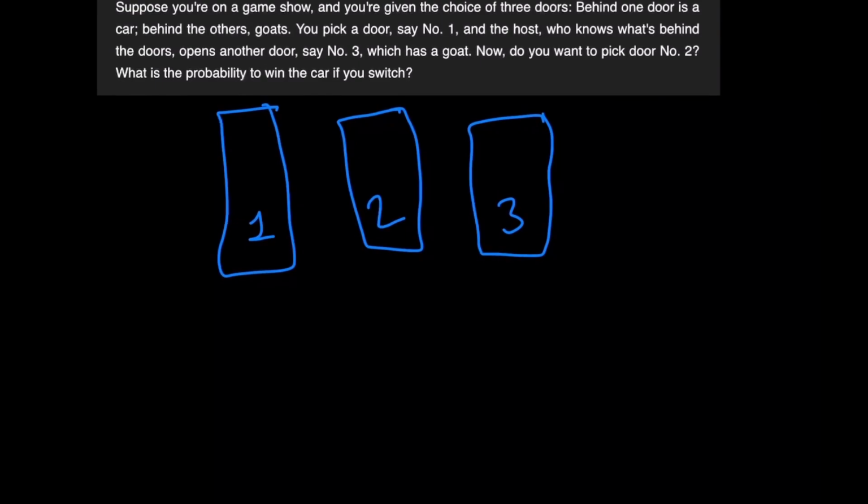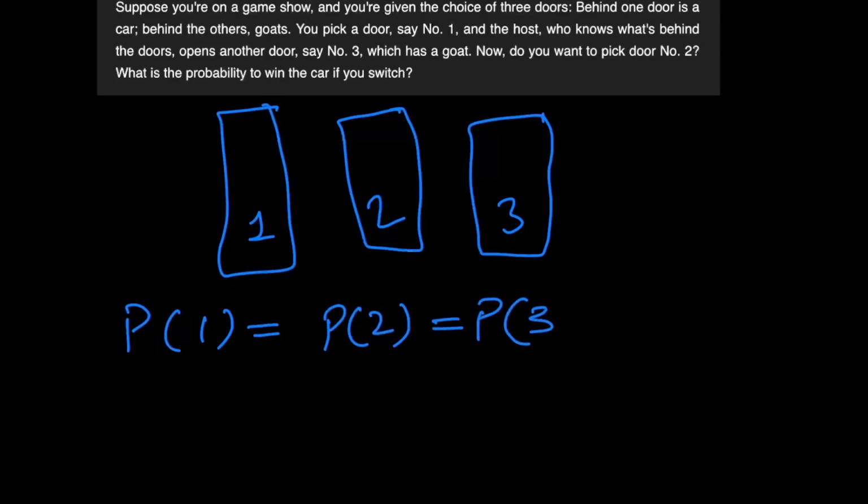Well, the first one is pretty obvious: initially, while you're picking any one of the three doors, the probability the car is behind door one is the same as the probability the car is behind door two, or the same probability that the car is behind door three. All of these are equal to 1/3, right? Because there's three cases and each of them are equally likely at the beginning.